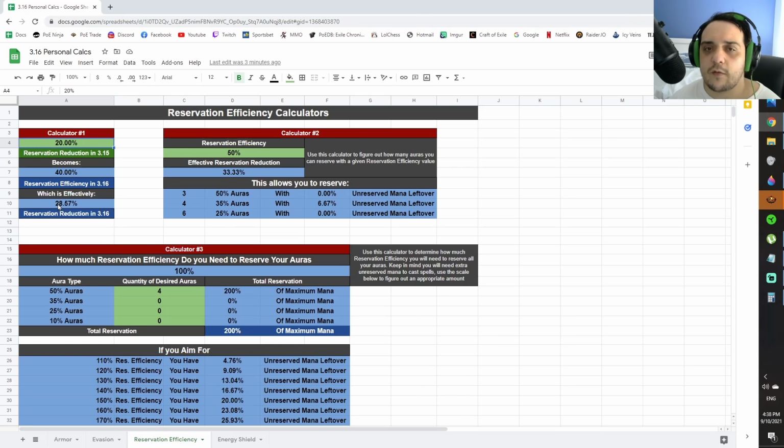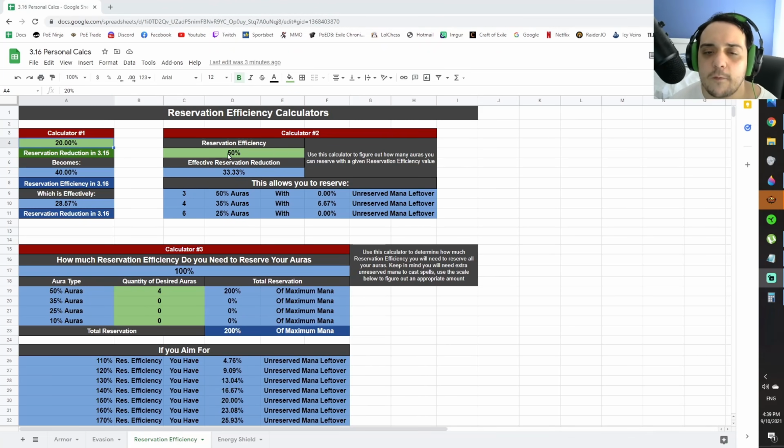An easier way to understand this change is basically solo players are going to be able to reserve more auras, and Aurabots and Aura Stackers are going to be able to reserve a lot fewer auras. Now the second calculator over here is for if you understand how much reservation efficiency you're going to have, and you want to see how many auras you can reserve with it.